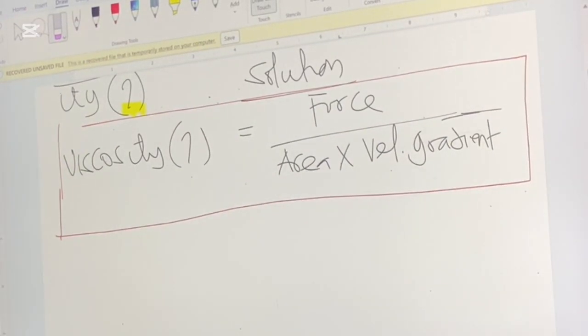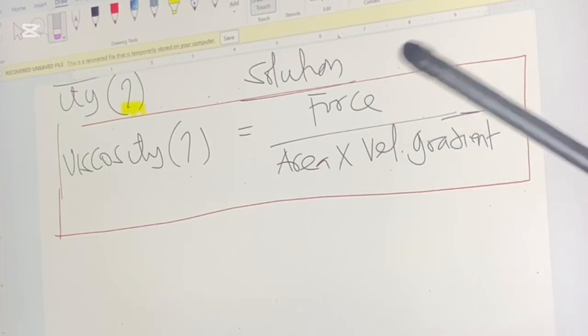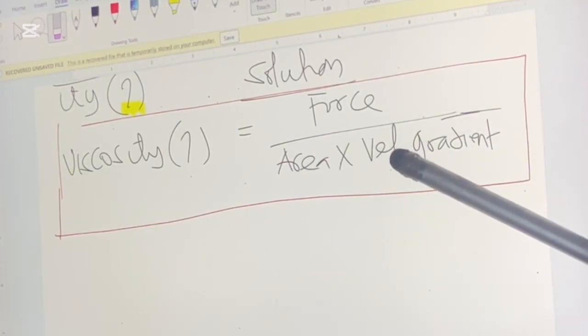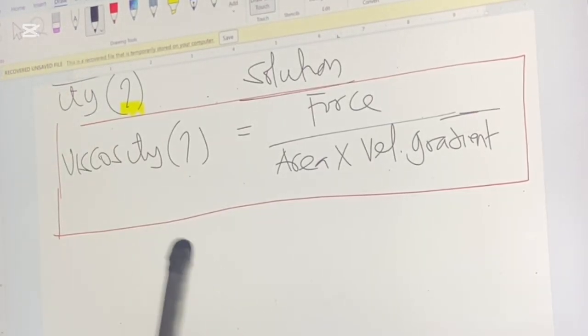The first step here to take is to write down the formula, and after then we reduce the formula to its fundamental quantity. Now the formula for viscosity is force over area times velocity gradient. Now let's write down this formula step by step.